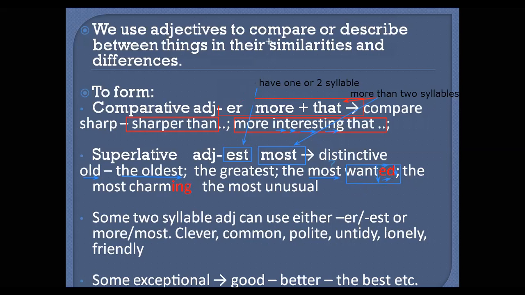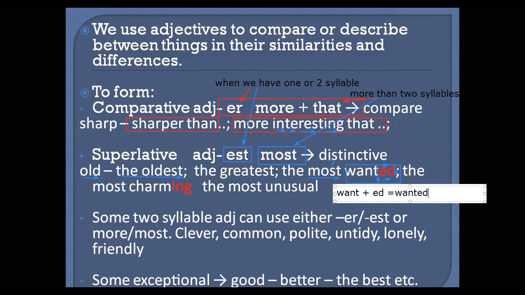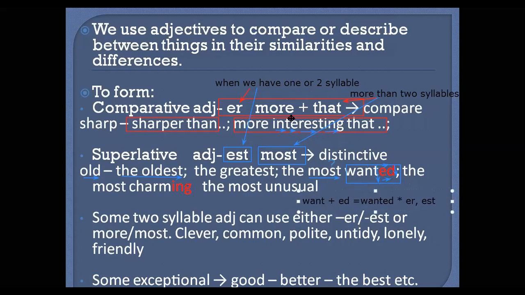Because, let me write it out over here. For example, what is the root word of wanted? It is want, right? Then we added ed, and it became wanted. Is that true? Yes. This adjective has been created. That's why we cannot use er or est. Why did I say that? Because it was created because of this ed.